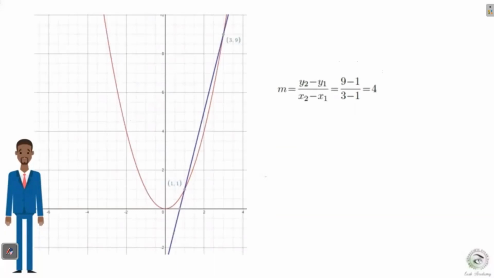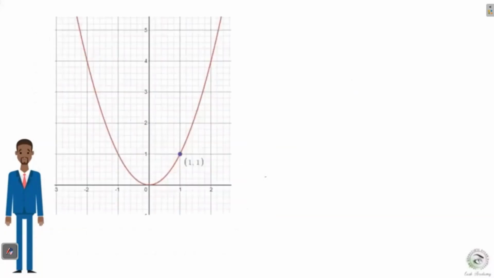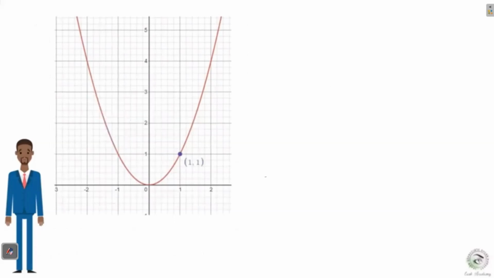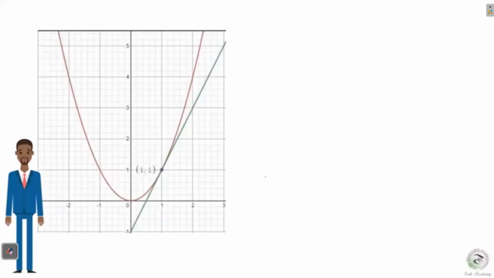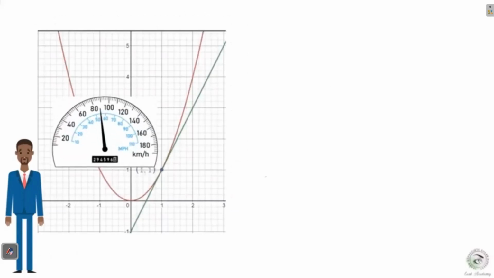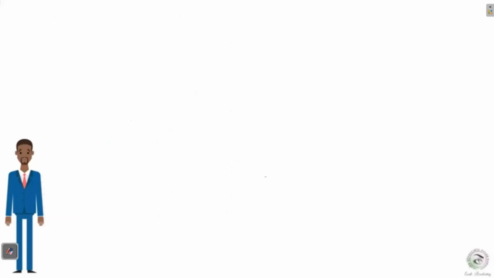We want to find the exact speed of the vehicle at t equals 1, the value of the speedometer at t equals 1. The slope of the tangent line to the graph at t equals 1 gives the exact speed at 1. We only know one point on the tangent line. The slope formula requires 2 points. The derivative goes around this problem by expressing the slope of the tangent line as a limit of slopes of secant lines.